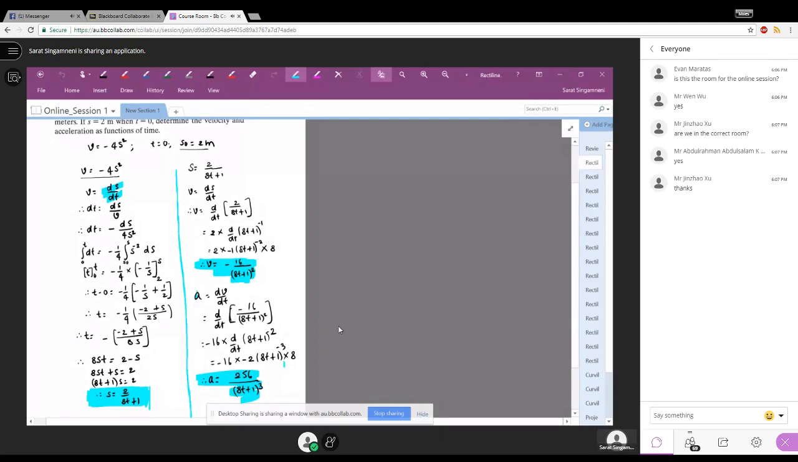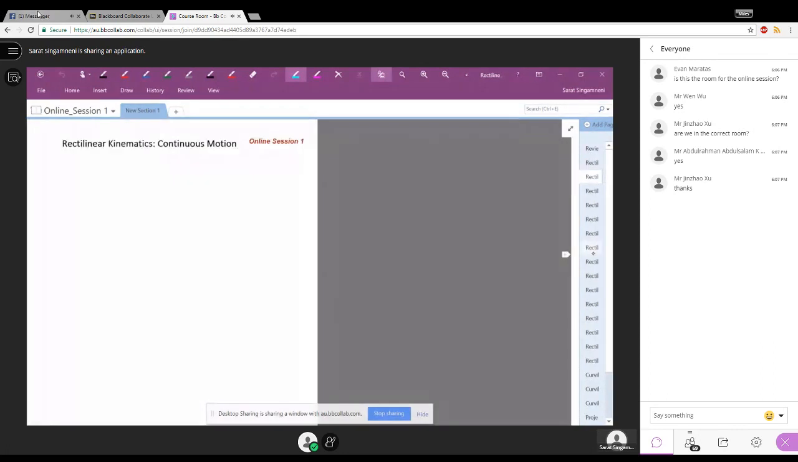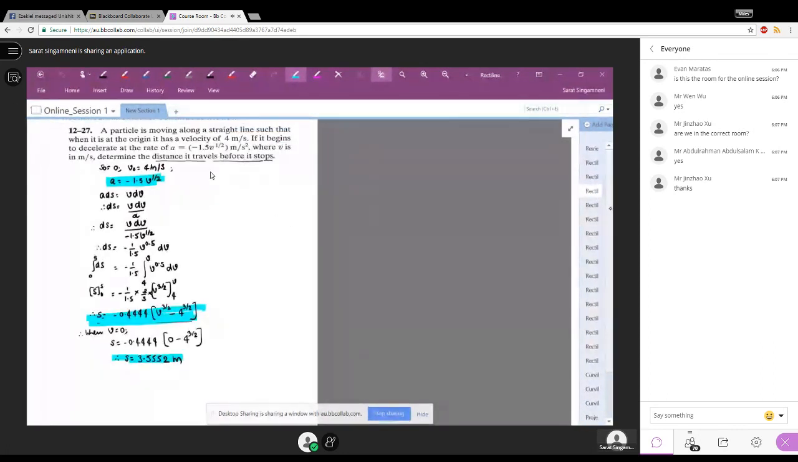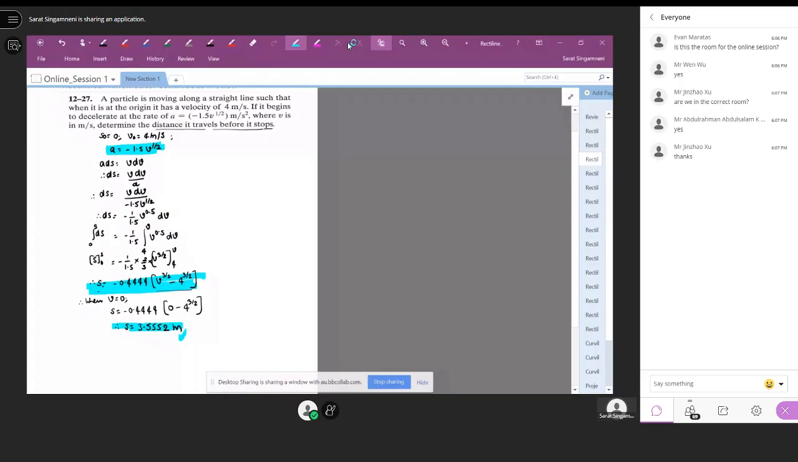Okay, if you don't have any questions in that, I will show the next solution I did yesterday. Acceleration is given as a function of velocity in this problem. So I used the integration method and found the displacement as a function of velocity. And when it stops, the velocity is zero. I substituted v equal to zero to get that displacement what is asked.